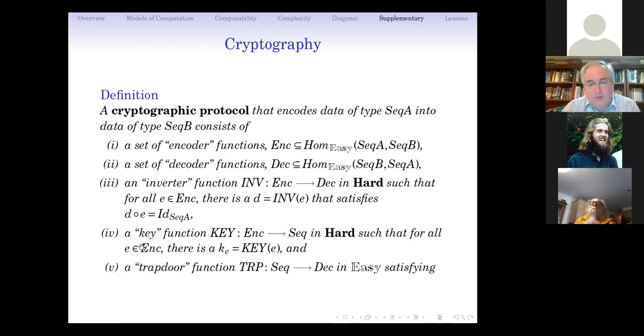Okay, great. Well, we need something else also. A key function takes, for every encoder, a sequence. This is also in hard. Okay, you don't want the key to be easy. You want everyone to have the encoder, but you don't want them to be able to calculate the key, such that for all E, there is a key, K of E, which is the key of it. Okay, and then there's a trapdoor function, and I'll show you what this satisfies. This is the important thing. The trapdoor takes the keys and gives you the decoders.